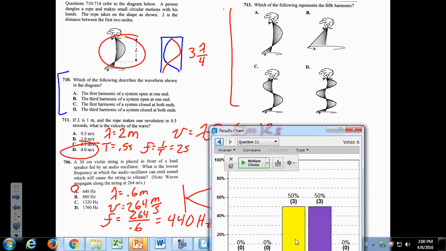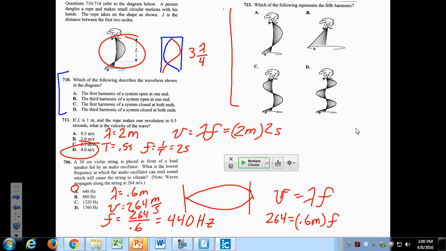So they are sort of split, but the answer is C. Because I have 5 quarter wavelengths here. I'm looking for the number of quarter wavelengths on this closed open system. Remember, if it was a closed system or an open system, I'd be looking for half wavelengths. I'm looking for quarter wavelengths. I have 1, 2, 3, 4, 5. This is the first harmonic. This is the third. This is the fifth. This is 1, 2, 3, 4, 5, 6, 7 harmonic. Yeah. Alrighty.